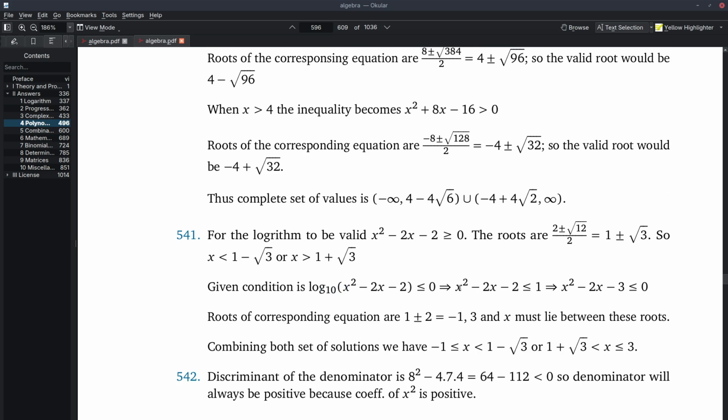Now our given inequality is this, right? So we take antilog, we get x square minus 2x minus 2 less than or equal to 1. So x square minus 2x minus 3 should be less than or equal to 0. Now this equation has two roots, minus 1 and 3, and therefore x must lie between these two roots. So from here and here, we get the condition as minus 1 less than or equal to x less than 1 minus root 3 or 1 plus root 3 less than x less than 3.